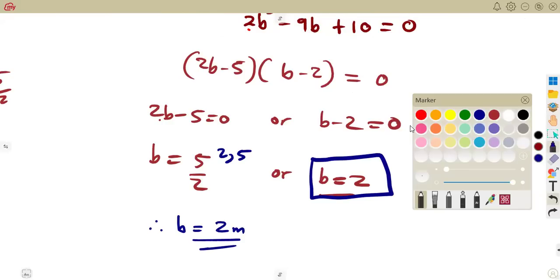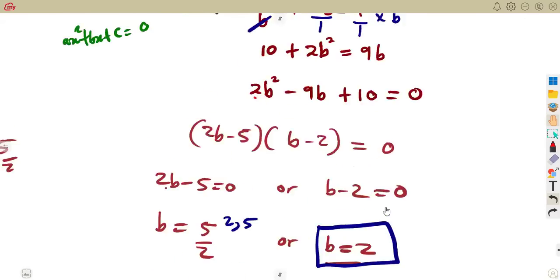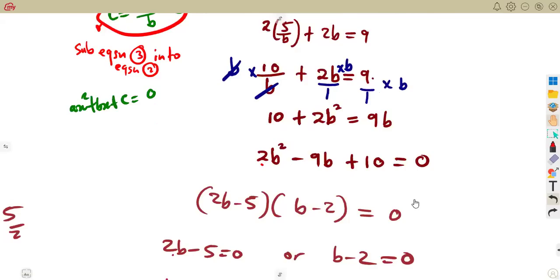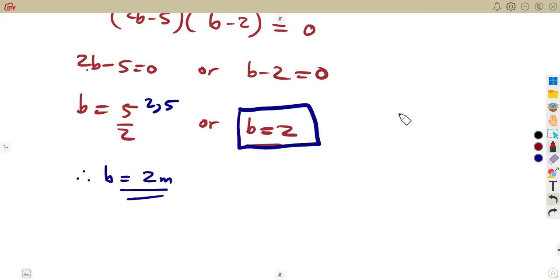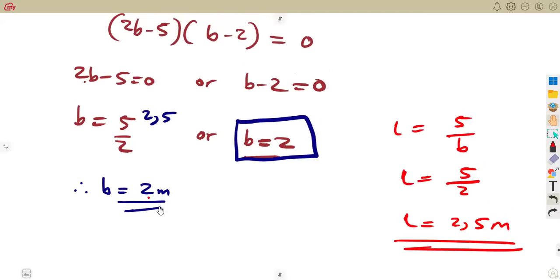Then the length is going to be the other one. But if you do not understand it, guys, for this type of equation, substitute it back here. Remember, length is equal to 5b. We already made that one the subject. So if our length is equal to 5b, then substitute the value of b that you have. Our b is 2. So therefore, our length was going to be 2,5. So this is it. These are the dimensions of the rectangle. The length, 2,5. The breadth, 2 meters.